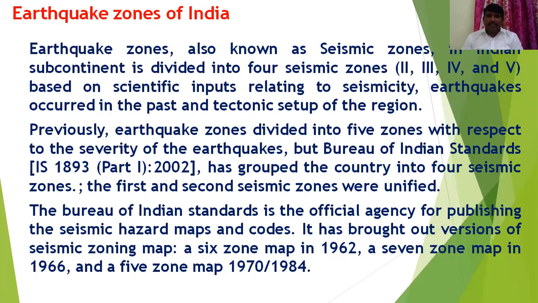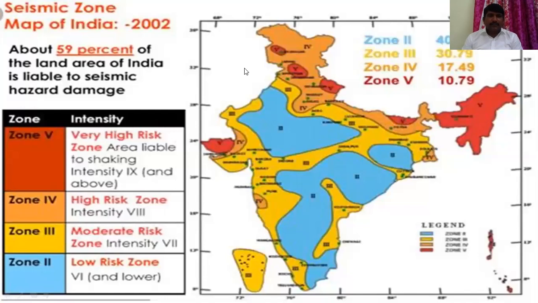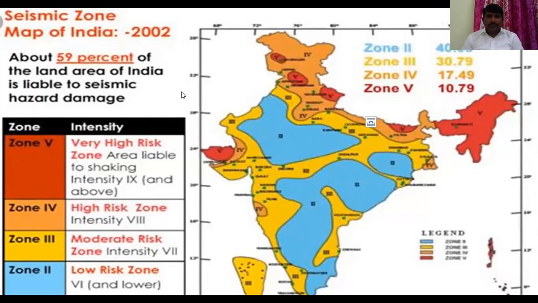The Bureau of Indian Standards is the official agency for publishing the seismic hazard maps and codes. It has brought out versions of seismic zoning map, a 6th zone map in 1962, a 7th zone map in 1966, and a 5th zone map in 1970 and 1984. The picture on the screen discloses to you the seismic zones map of India that was prepared in 2002. About 59% of the land area of India is liable to the seismic hazard damages.